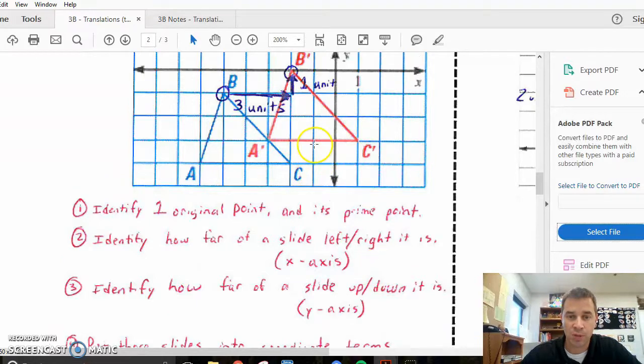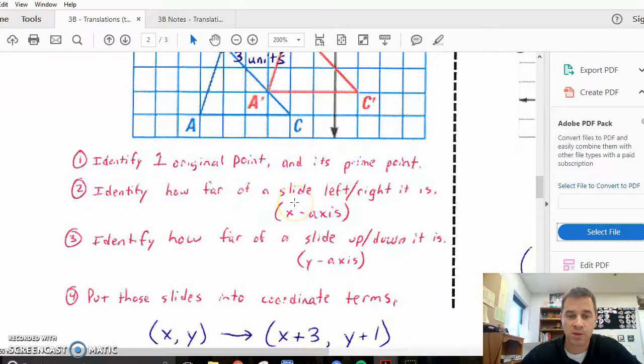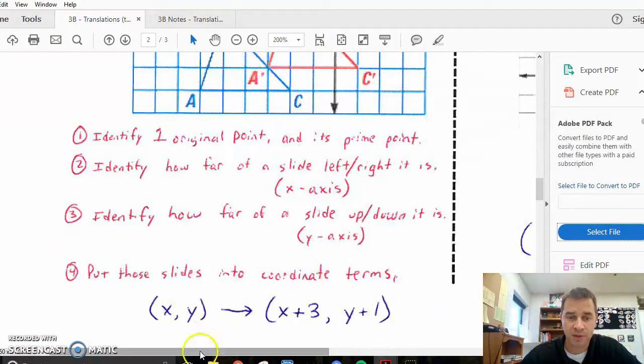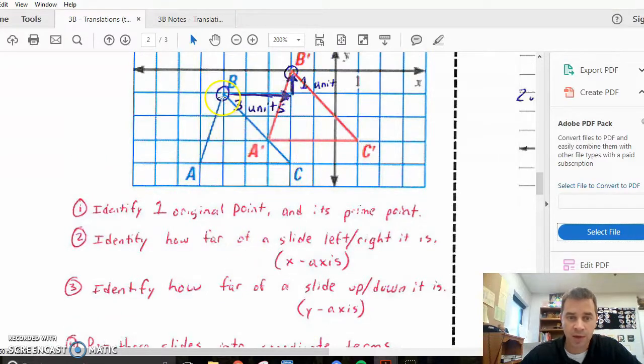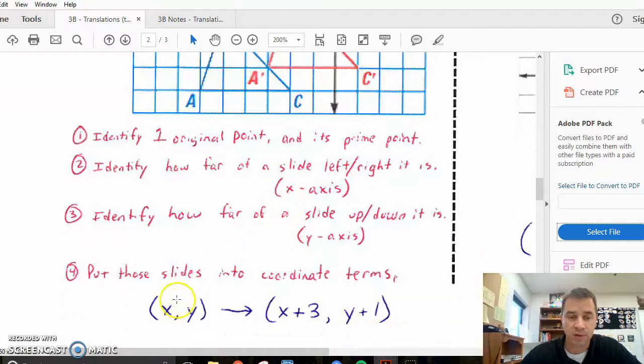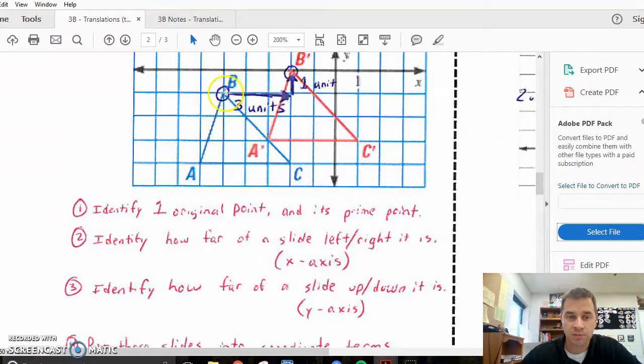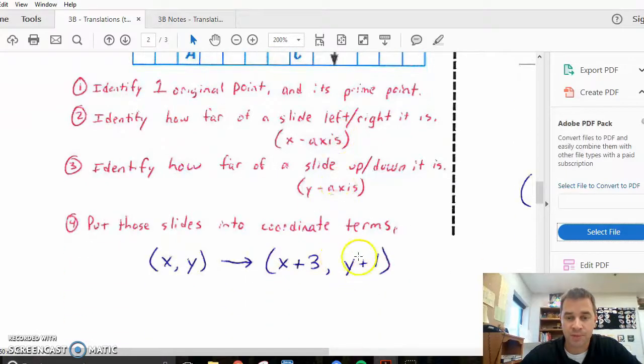You just need to take what you've seen there and maybe talked about in regular language and put it into coordinate terms. And it would look something like this. We took our initial x value here, and now the new x value is 3 units over. So that x became x plus 3. Our original y value here now moved 1 up. So that becomes y plus 1.